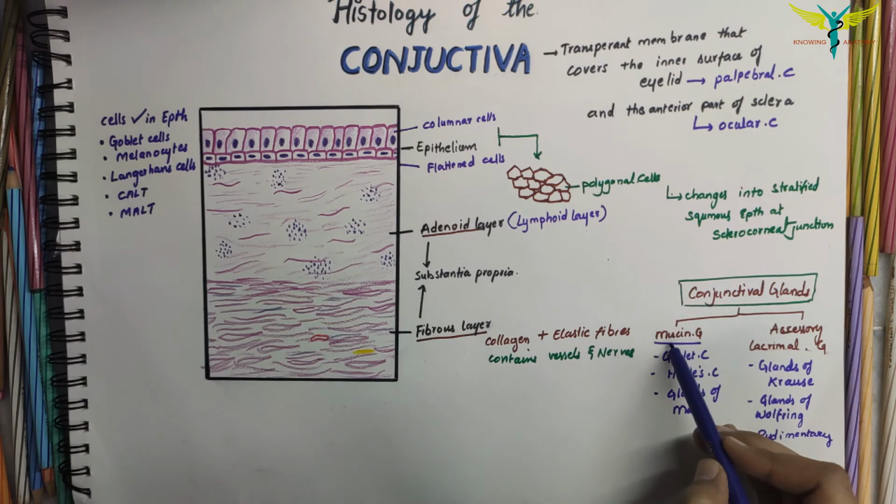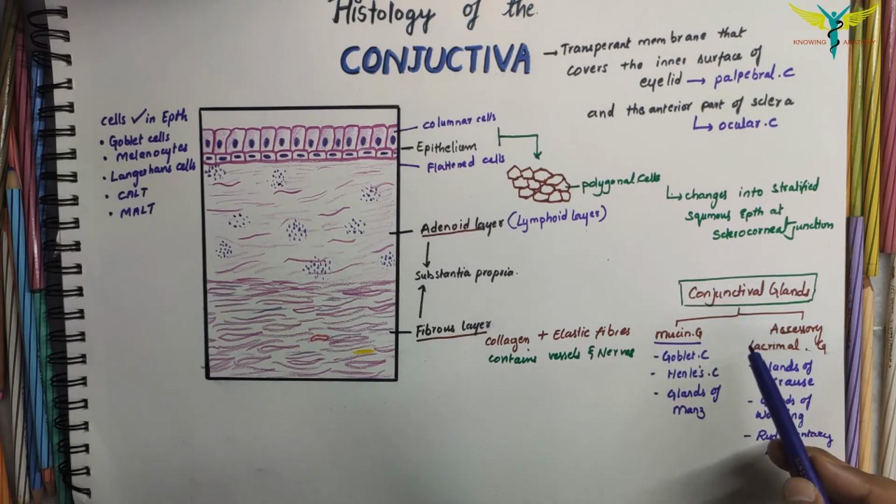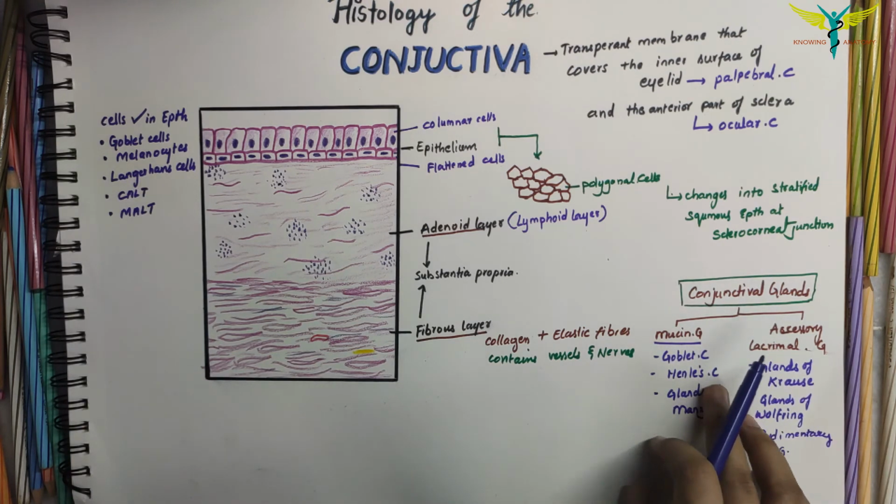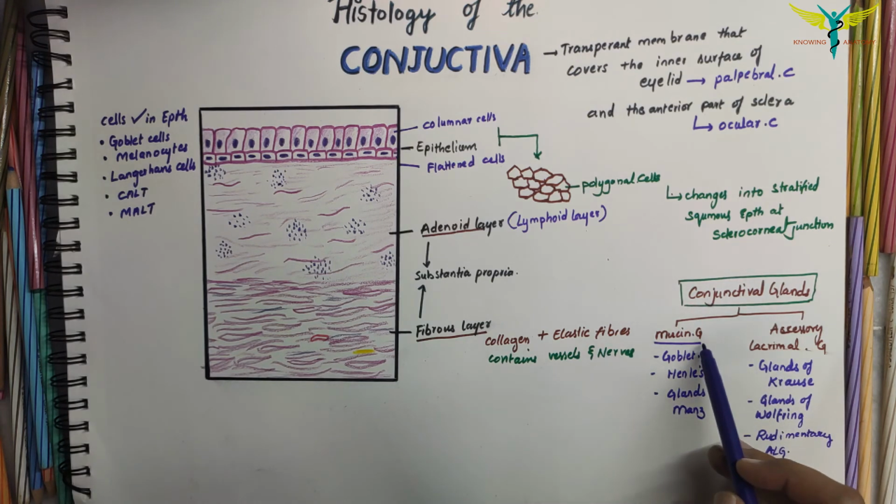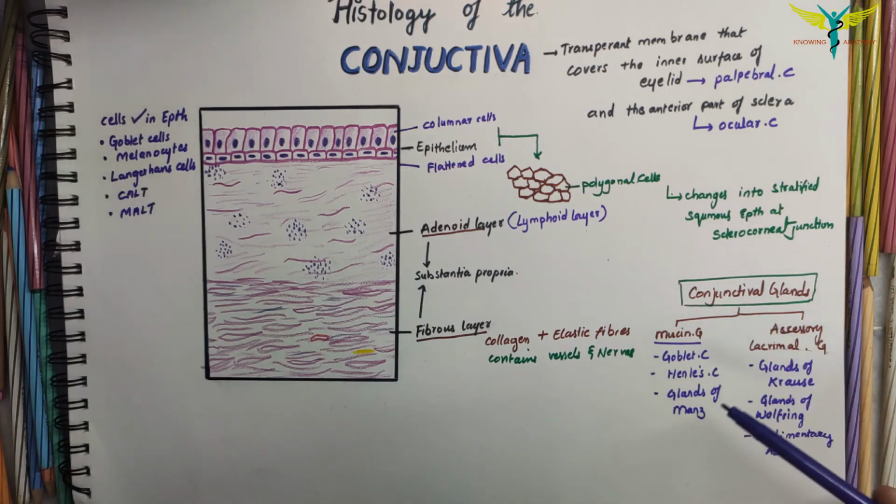The function of the mucin is to provide a hydrophilic layer that allows the even distribution of the tear film. These mucin glands provide lubrication and protect the epithelial cells of the cornea and the conjunctiva.